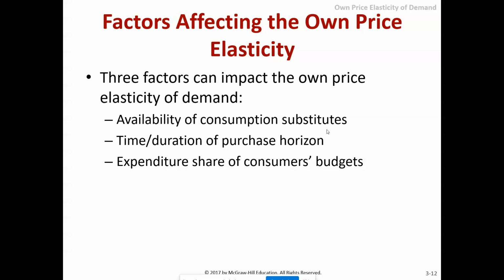The second one is time duration, or purchase horizon. If we get more time, it's more likely for consumers to find a cheaper alternative. It's more likely for the producers to develop a cheaper alternative. For example, back in 2008, the summer right before the subprime crisis, the gas price skyrocketed to more than $4.